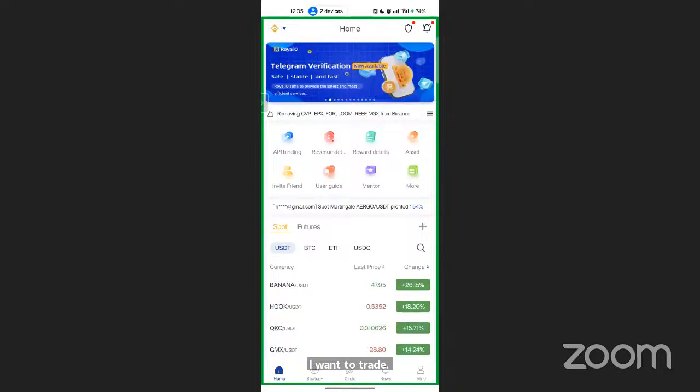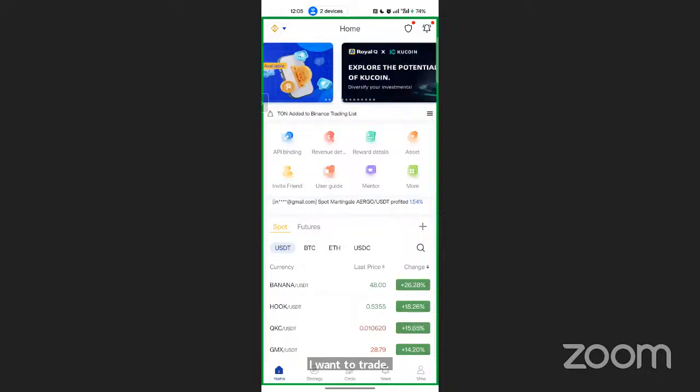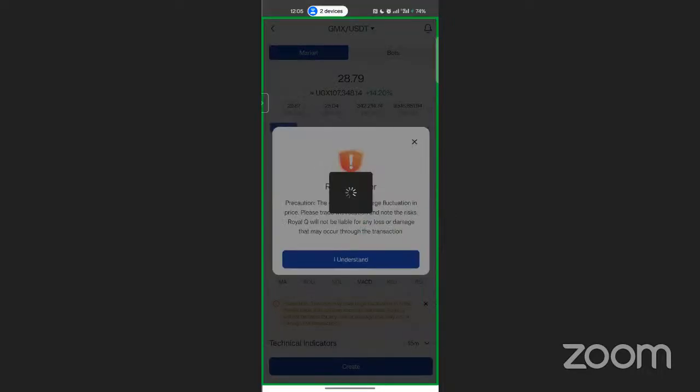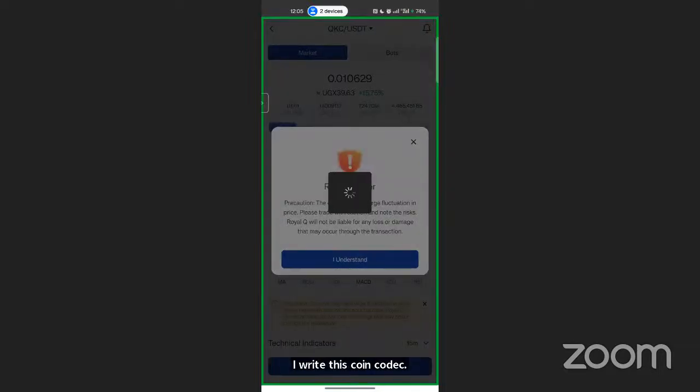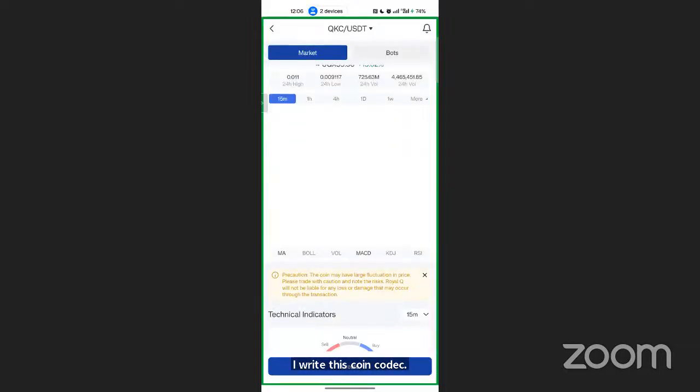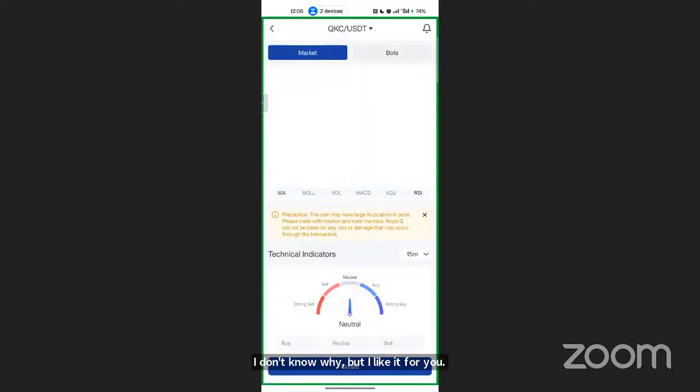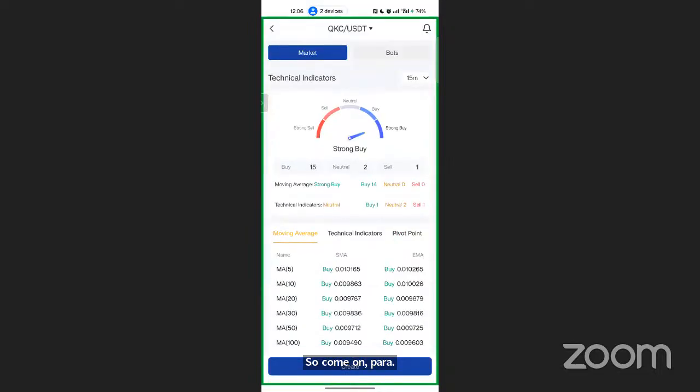I want to trade. I like this coin called QKC. I don't know why, but I like the coin. So I'll come here on RSI.